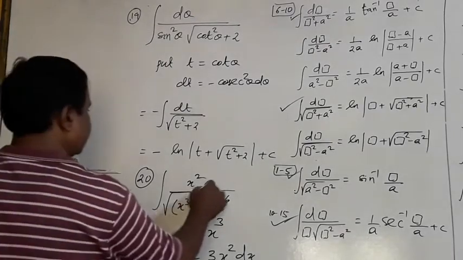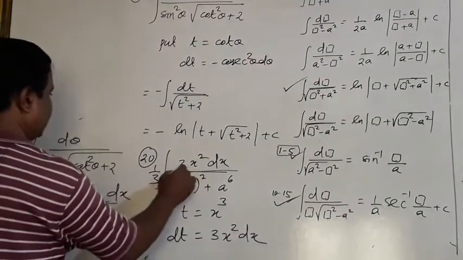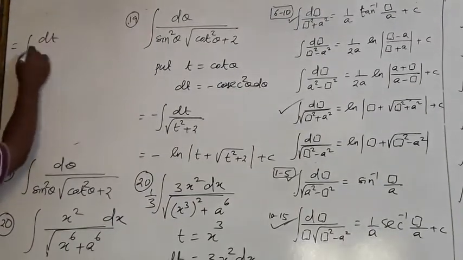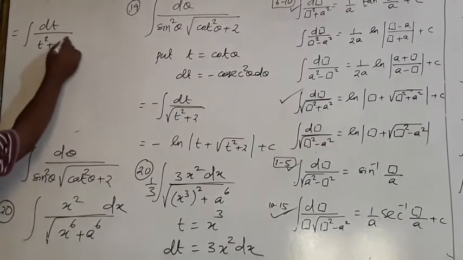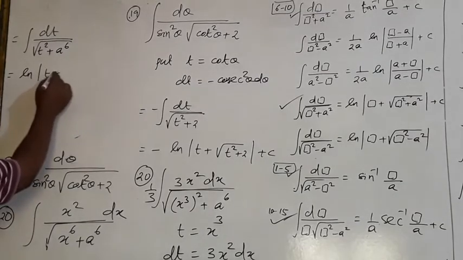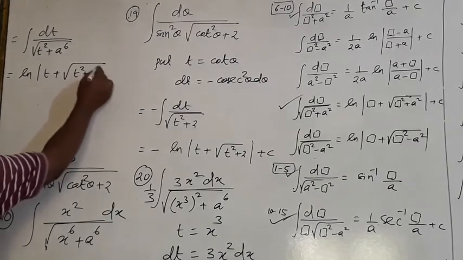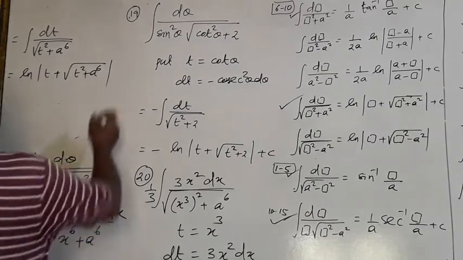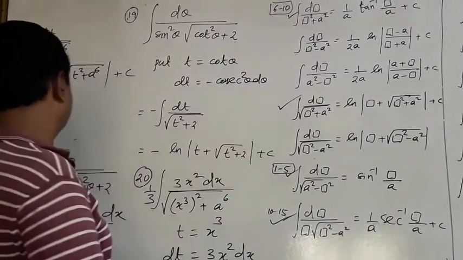So in place of x square dx, what we have to do, we have to divide 1 by 3, then multiply 3x square dx. It becomes dt, and the denominator is t square plus a to the power 6 root over. It is what? ln t plus t square plus a to the power 6, and you will put the value of t in this place. Okay, every time you have to write the c, and I am doing this using this formula.